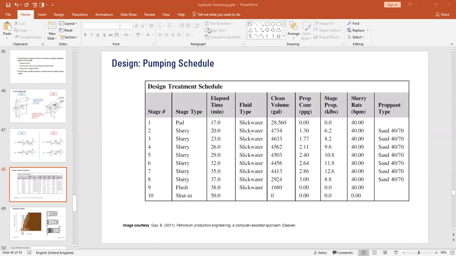Hello? Hello, sir. I can't get you. I didn't get you. You said the design is obtained from petroleum. I'm asking if this particular pumping schedule is obtained from Petroleum Production Engineering. Do you have this book? No, sir, I don't. I think I'll send it to you. So this is an example of how you have to design it, how you are going to pump, which time you're going to pump.